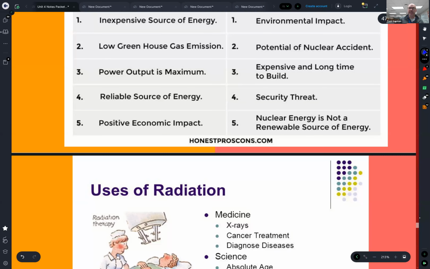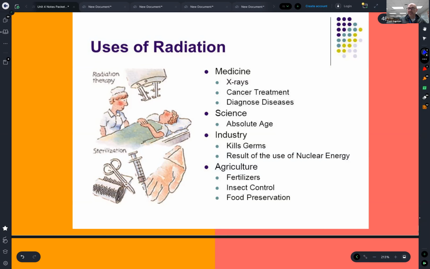And then don't forget that radiation can also be used in medicine to help cure and diagnose cancers. It can help us understand the age of certain materials. It can be used to kill germs, and it can help control pests.